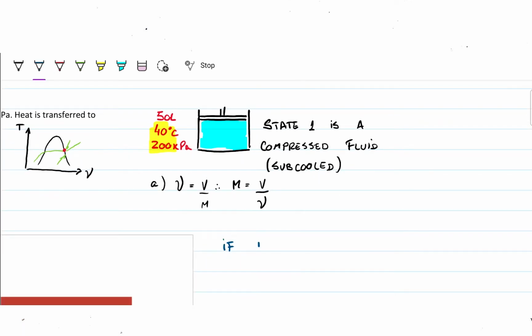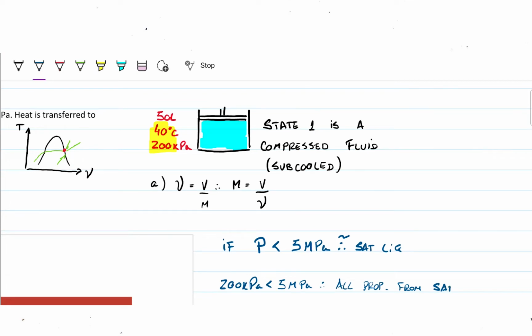What is big? Well, rule of thumb is the following. If my pressure is smaller than 5 megapascals, then I can use the saturated liquid properties, or in other words, I can approximate to the saturated liquid properties. So what does that mean? In our case, we have 200 kilopascals. That is smaller than 5 megapascals, absolutely smaller. And therefore, it's all good. We're going to grab all properties from the saturated liquid. Let's do that in practice to see what I mean.